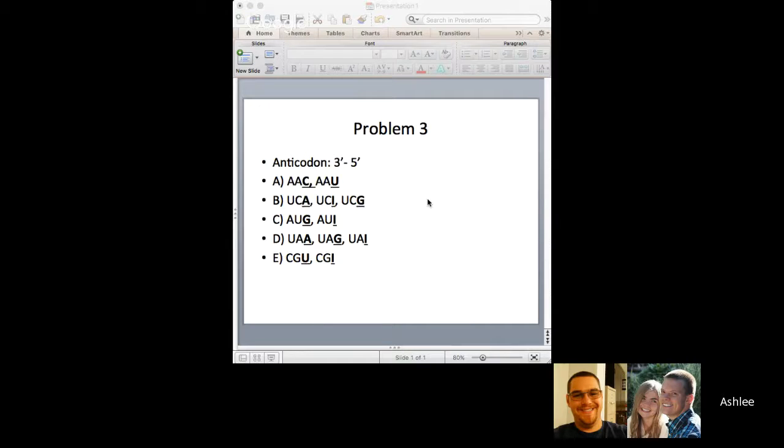For letter C, you have UAC, and that can translate to AUG or AUI. For letter D, you have AUU, that translates to UAA, UAG, or UAI. For the last one, you have GCA, and that'll translate to CGU or CGI. And that's it for problem 3, so I'll turn the time over to Kyle.